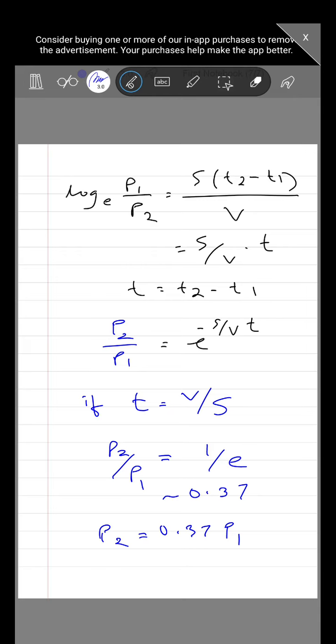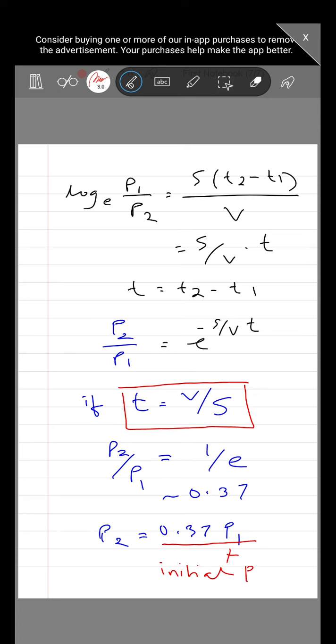So what we can say is that during the time T equal to V by S, the pressure reduces to 0.37 P1. That means we consider this as the initial pressure. So at this time, where it is V by S, the instant pressure is 0.37 times the initial pressure.